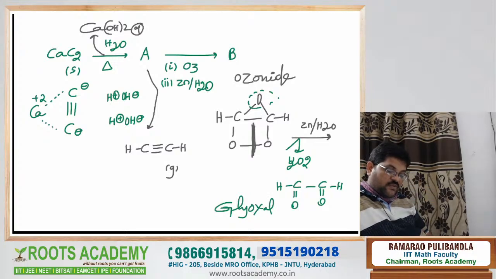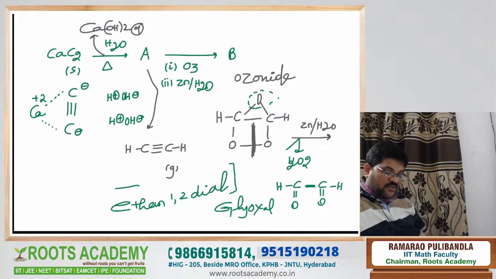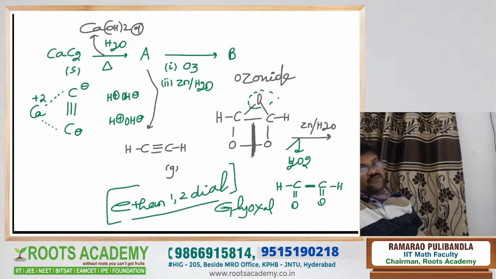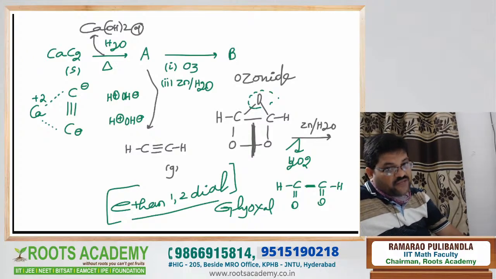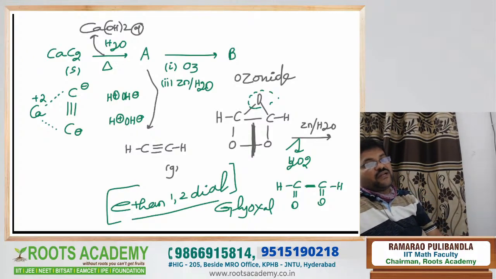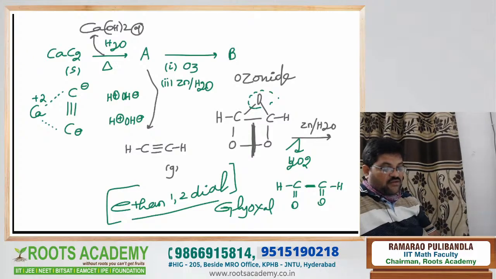Simple. CH double bond O, and make a single bond. CH double bond O, you get glyoxal. Now what is glyoxal? Ethane 1,2-diol. Glyoxal is the common name and the IUPAC name is ethane 1,2-diol. That is the answer. So A is acetylene gas and B is glyoxal. Understood what I am saying?